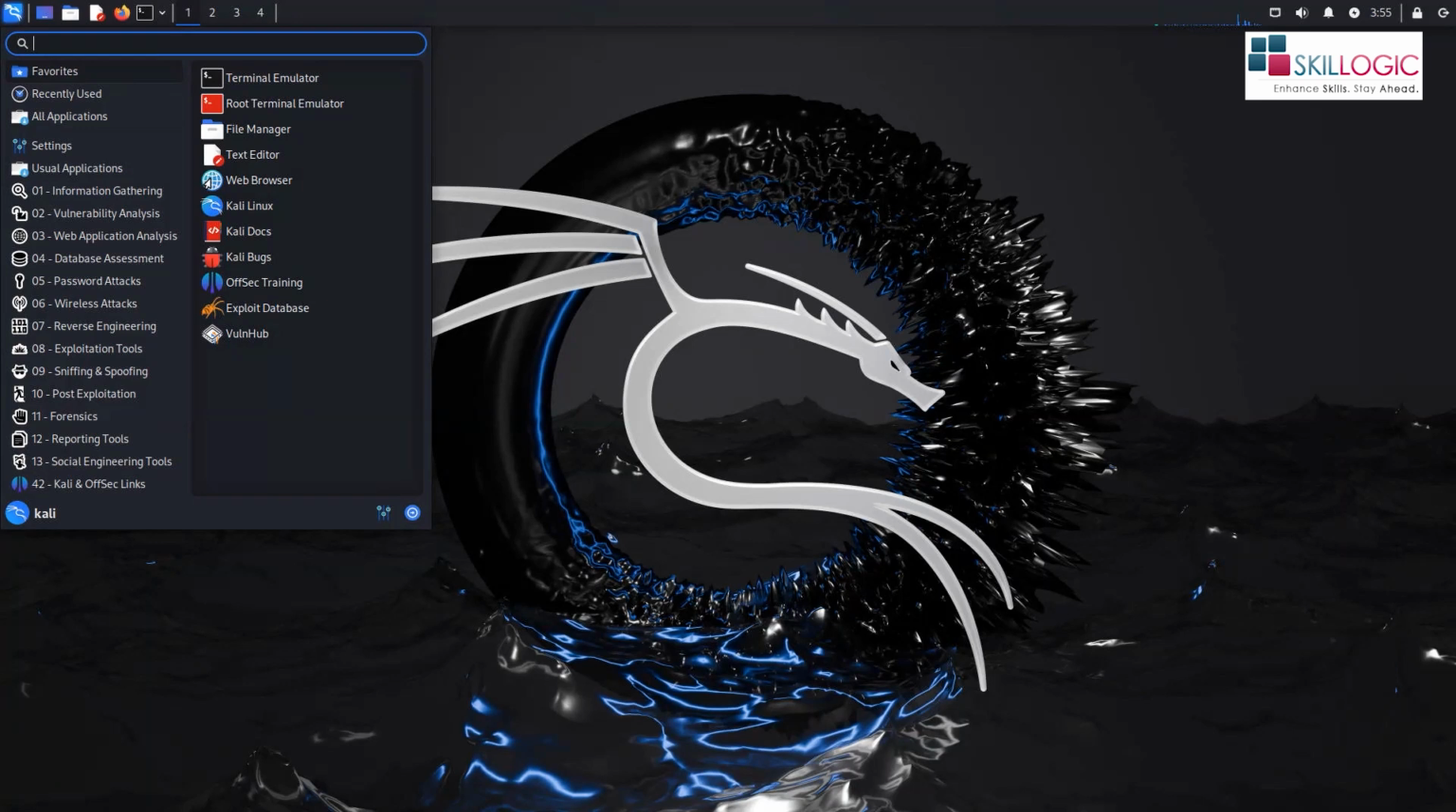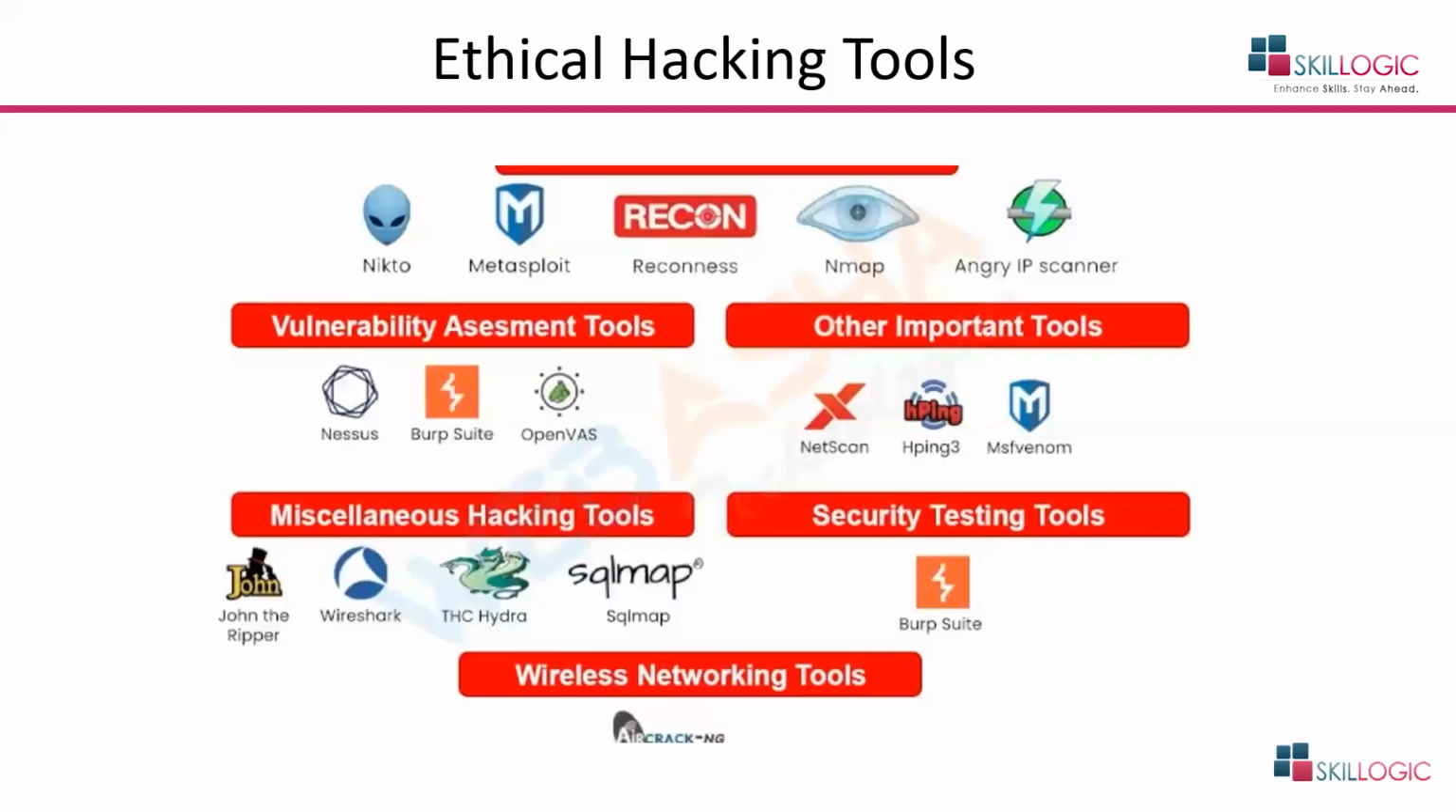You can have a glance at the slide. We have a bunch of tools under information gathering and vulnerability analysis. There are 600 plus tools here, and these are just a glance of ethical hacking tools. Let us go through the main Kali Linux tools. Firstly, we have Nmap, the network mapper. It's one of the best network scanning tools.